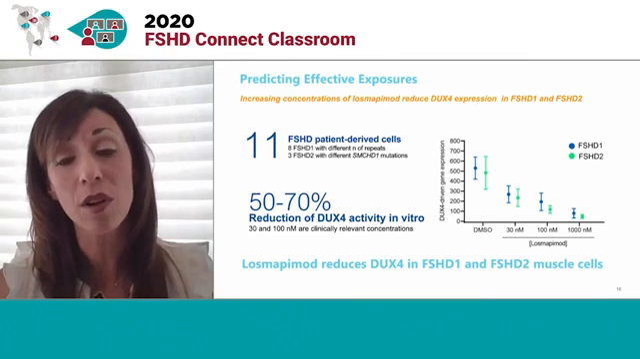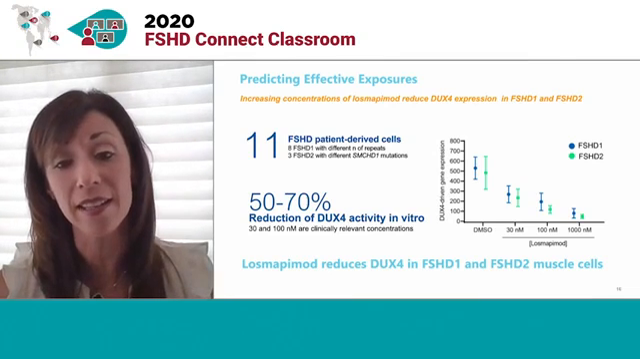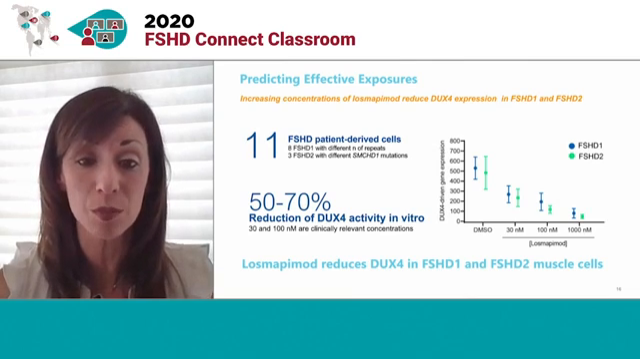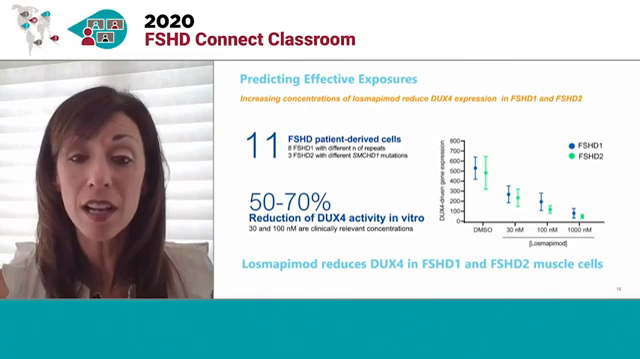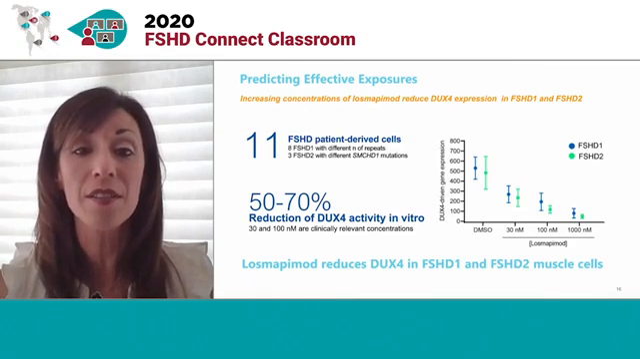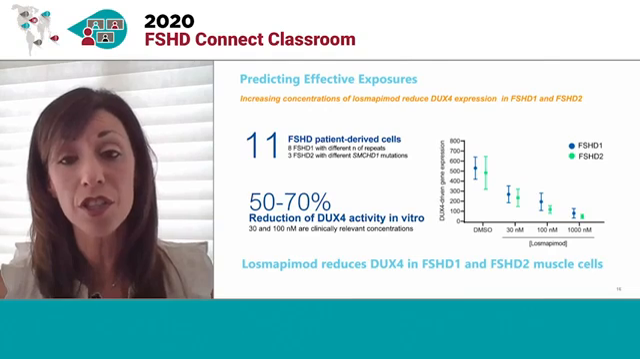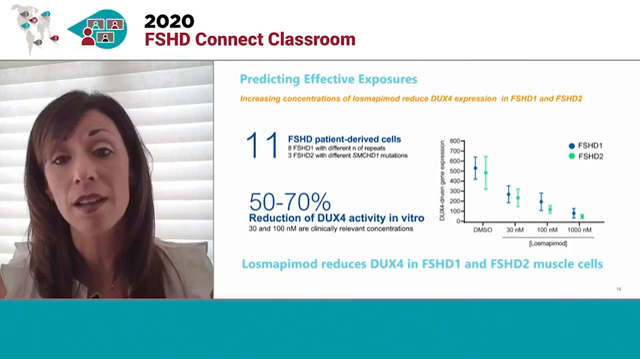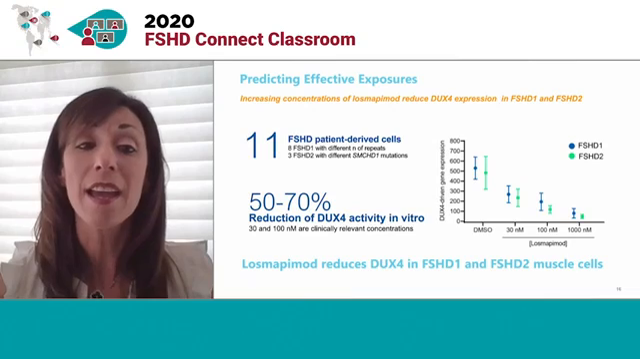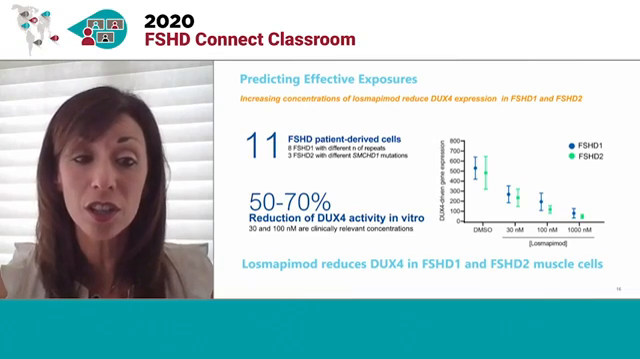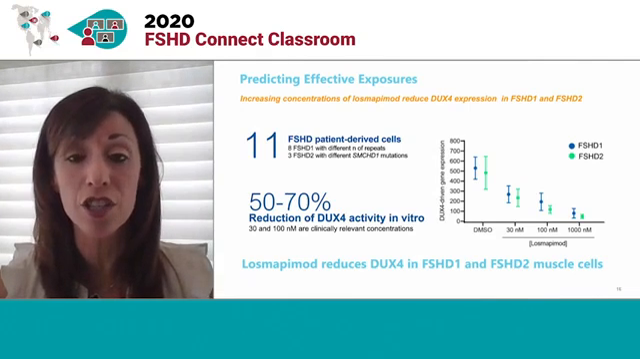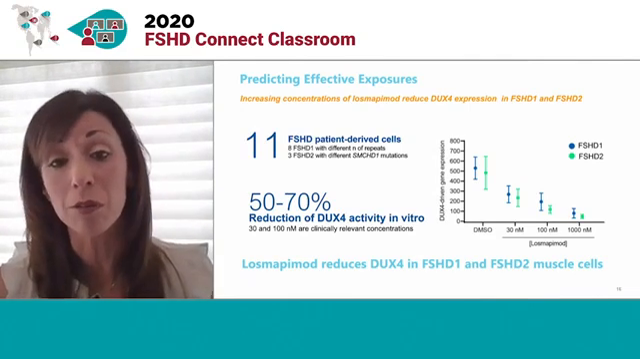When you look at this graph on the right, on the x-axis is the losmapimod concentration, and on the y-axis is the DUX4-driven gene expression. You can see that with increasing concentrations of losmapimod there is a decrease in DUX4-driven gene expression, regardless of the type of mutation that an FSHD cell line has. This decrease occurred at 30 and 100 nanomoles, which are clinically relevant concentrations that we can achieve in people.